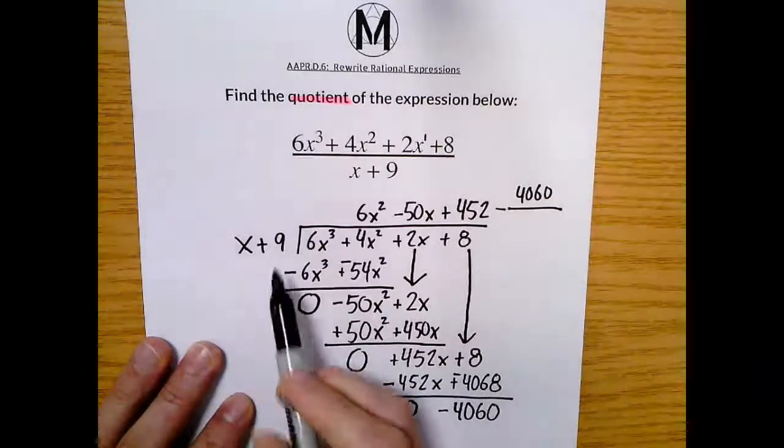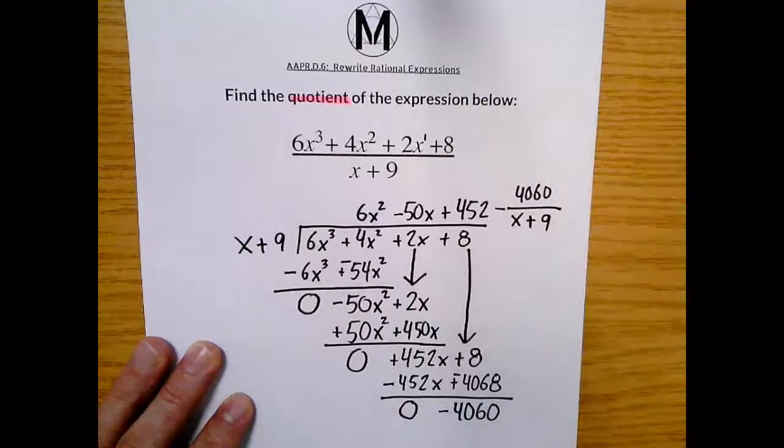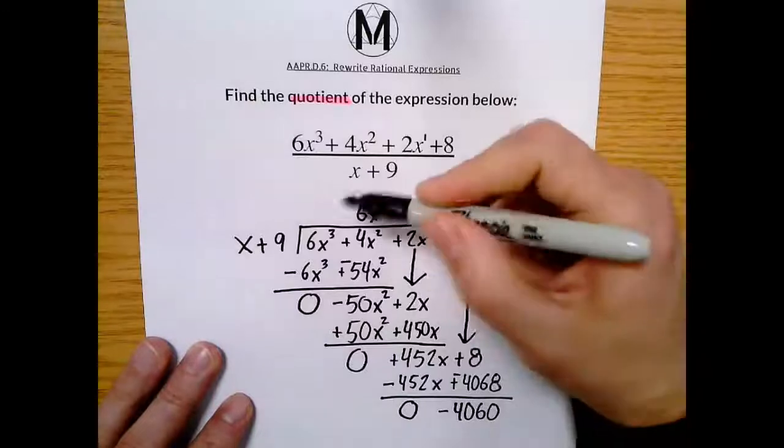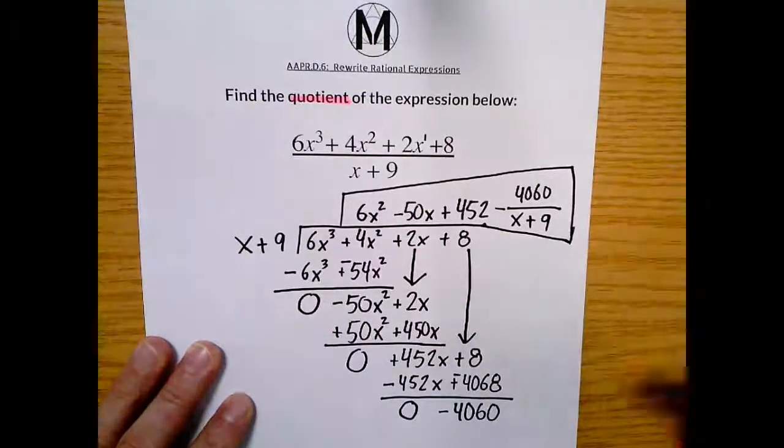And then I take my x plus 9. And that is the denominator of my remainder. And that right here is your answer. That is your quotient.